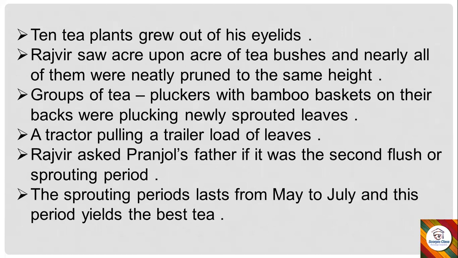Rajveer saw acre upon acre of tea bushes, and nearly all of them were neatly pruned to the same height. Groups of tea pluckers with bamboo baskets on their backs were plucking newly sprouted leaves. A tractor was pulling a trailer load of leaves. Rajveer asked Pranjal's father if it was the second flush or sprouting period. The sprouting periods last from May to July, and this period yields the best tea.